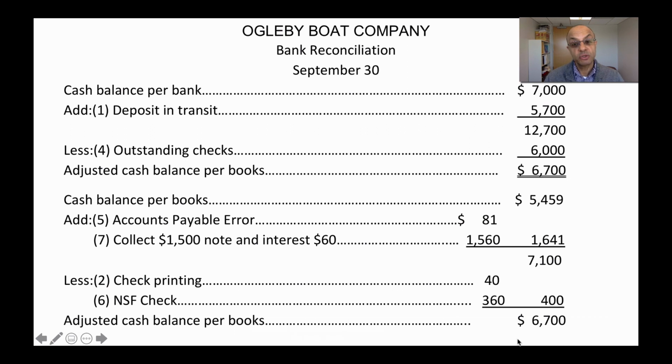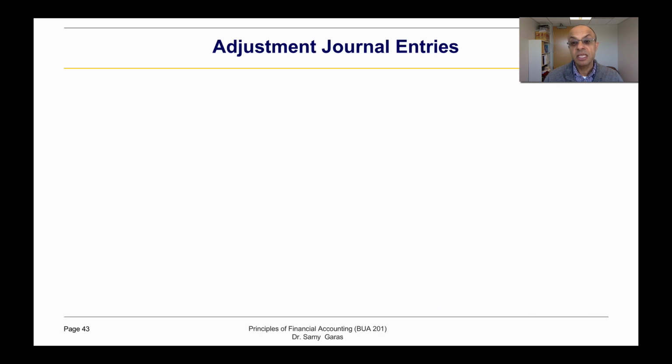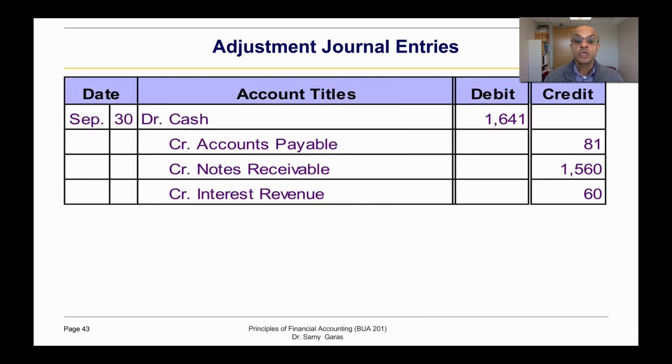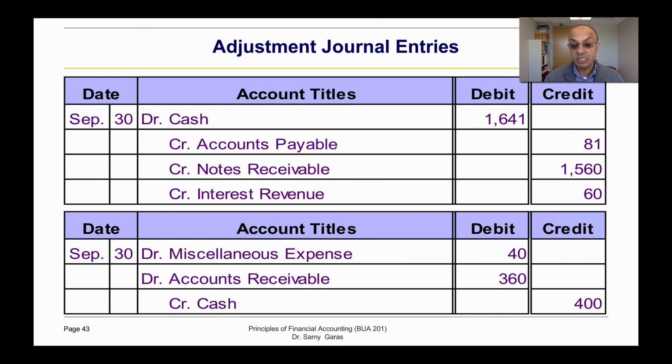And now we need to make two journal entries. The first one is for all the amounts that have been added, the second one for all the amounts that have been subtracted, and it goes that way. So we debit cash, credit accounts payable, notes receivable, and interest revenue. And then we debit miscellaneous expense, debit accounts receivable, and credit cash.